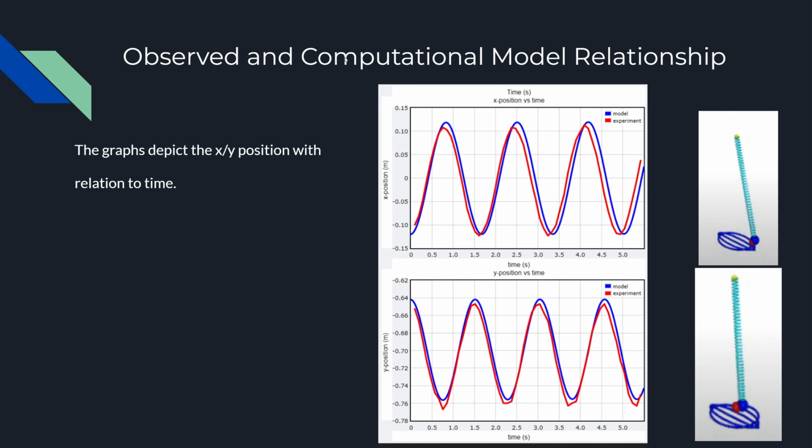So in terms of the observed and computational model relationship, these are the basic results of our computational code. They depict the x and y position in relation to time. This is what our graphs show. They show they're relatively similar to our computational model, and the same with the actual results of the spring. So we could see that our model is similar to our observed motion.